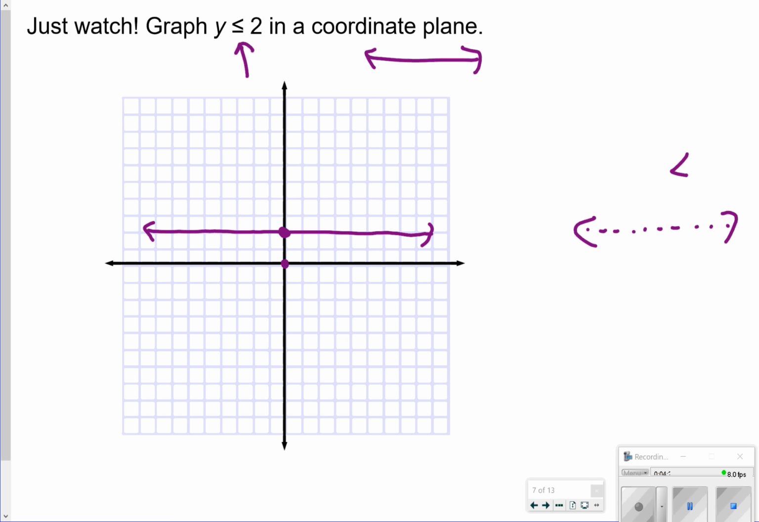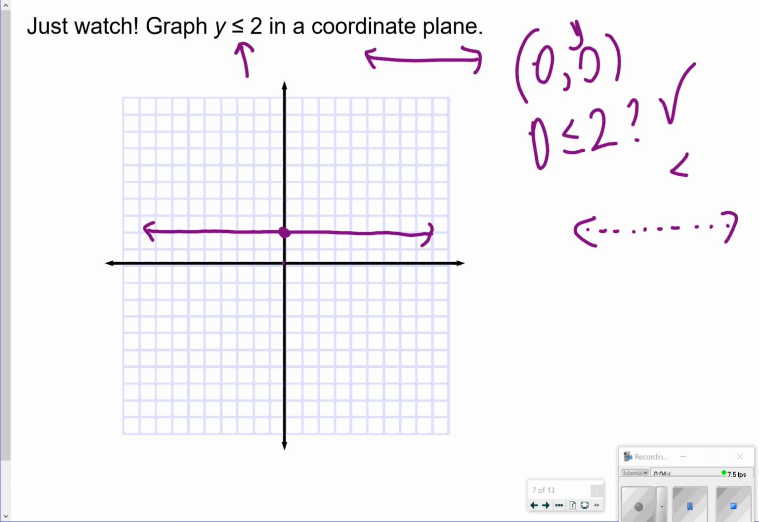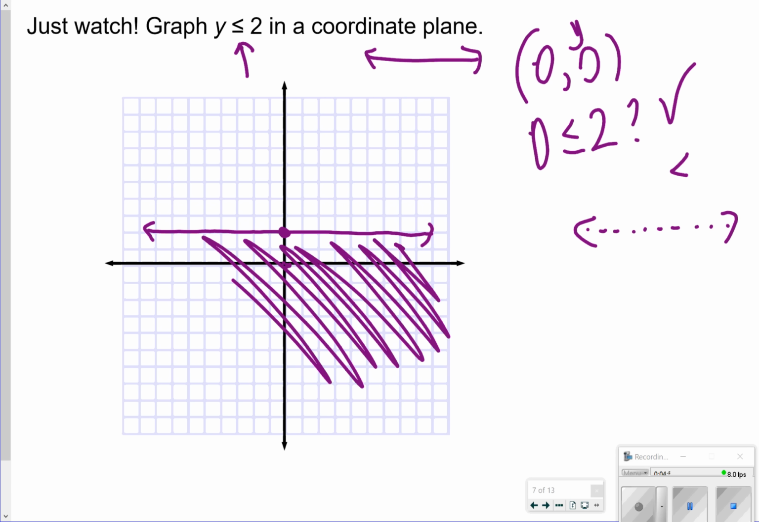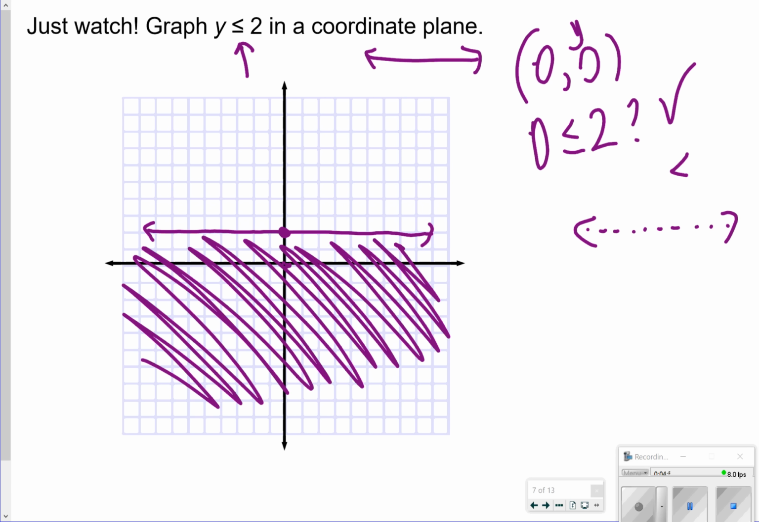Normally, if you just pick 0, 0, that's probably the easiest point you could choose. So that kind of eliminates everything. I can only actually plug in y here, so I'm going to plug in 0. Is 0 less than or equal to 2? Yes, it is. So I'm going to shade where that includes that point. So I'm going to shade everything below that y is less than or equal to line.